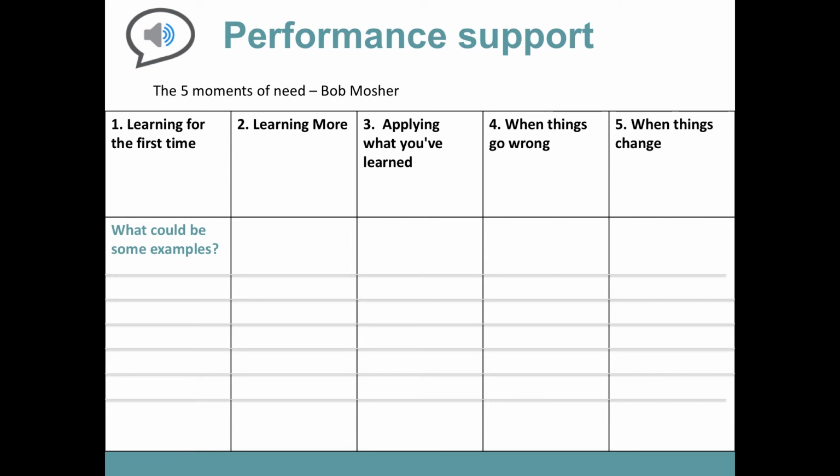Bob Mosher has a really nice framework for performance support. It starts with this notion that, in actual fact, there's 5 moments of need for learning. I sort of think of it as 5 moments of need for when you need to access information as well. The first time, so that's quite often, to be honest, in a course, when you want to learn more, possibly before you've actually done the task for the first time, when you want to apply what you've learned and do it for the first time, then the troubleshooting bit around when things go wrong, and also then when things change.